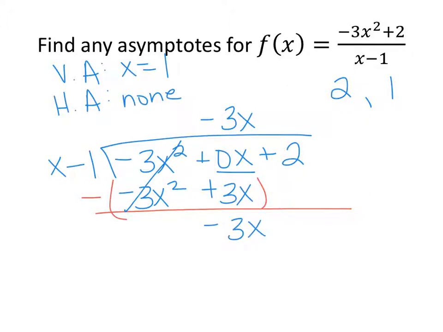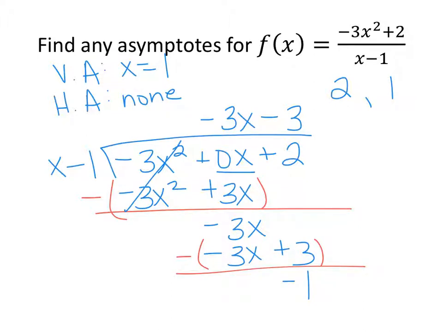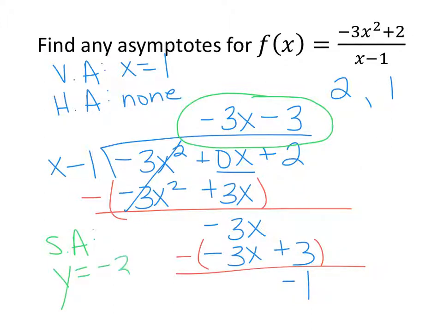X goes into negative 3x negative 3 times. Negative 3 times x is negative 3x. Negative 3 times negative 1 is positive 3. I'm still subtracting, and I do get a remainder here. 2 minus 3 is negative 1. But what I need to focus on to get my asymptote is this part. I don't care about the remainder when I'm looking for my slant asymptote. So my slant asymptote has the equation y equals negative 3x minus 3.